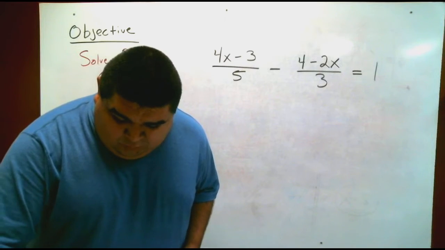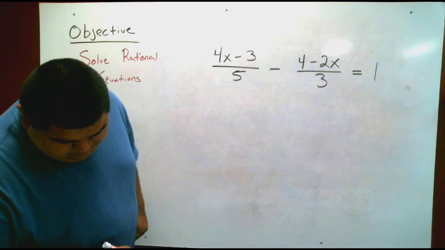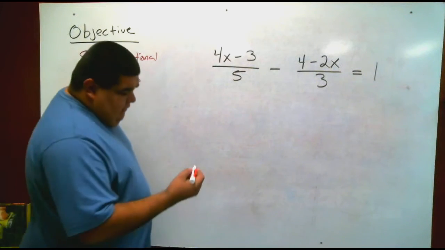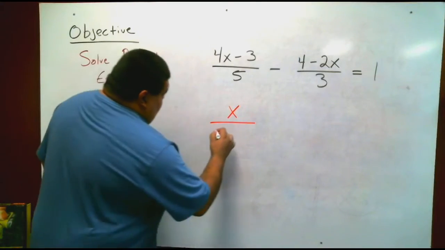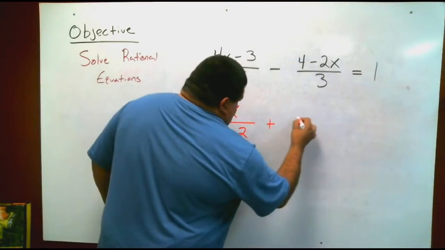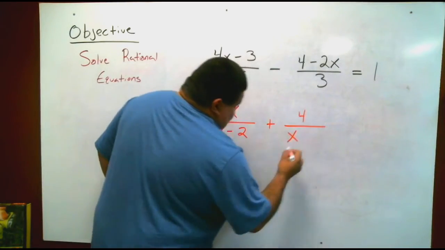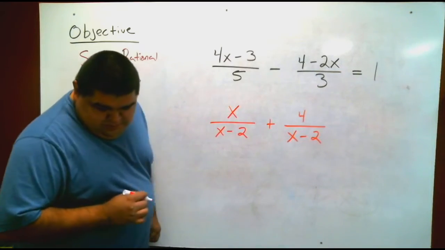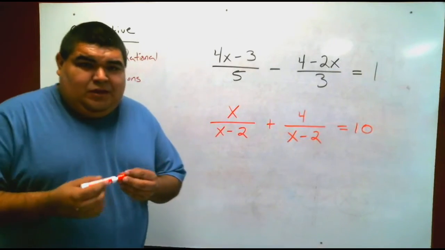And I guess I'm going to give you guys one more just for the practice of it. We're going to have x over x minus 2 plus 4 over x minus 2 equals 10. Okay, that's your second one.